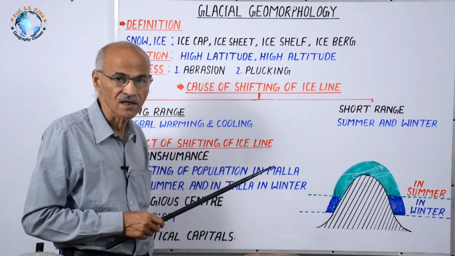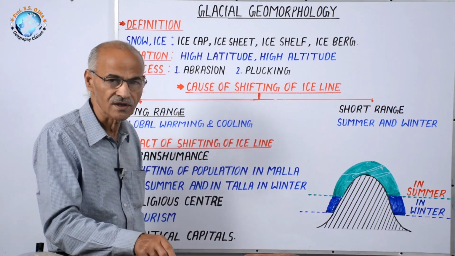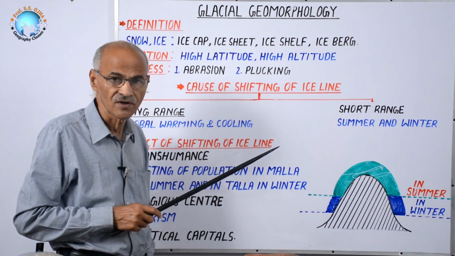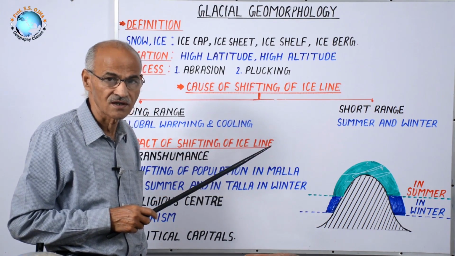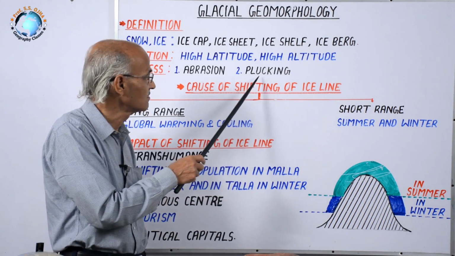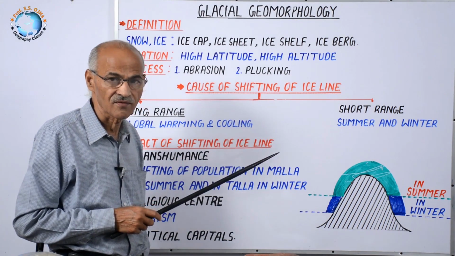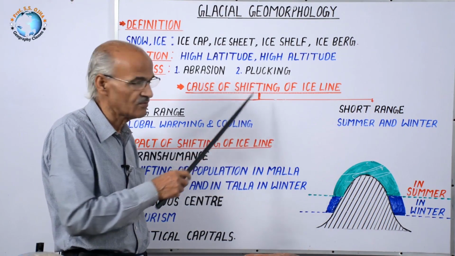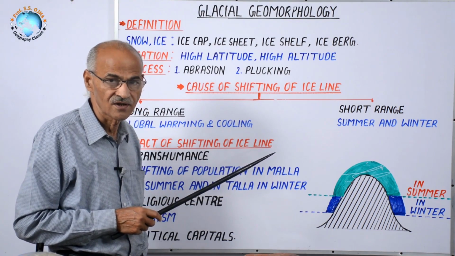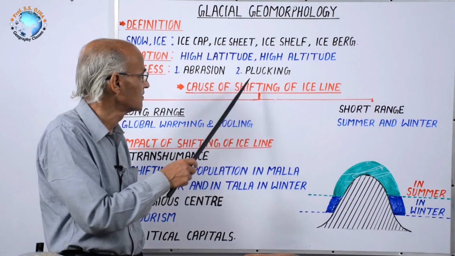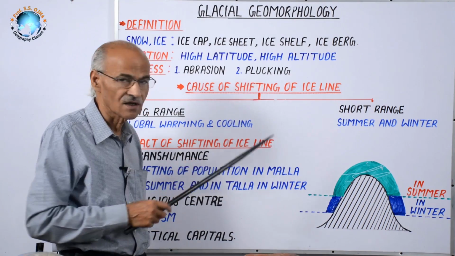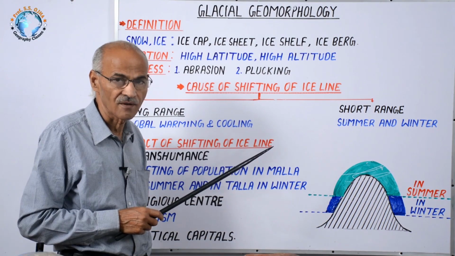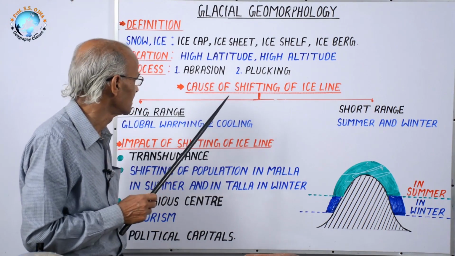Contrary to it, plucking is a process wherein some cracks are developed in the rocks which are filled with water, but in night and winter that water freezes, takes form of ice, volume increases, and exerts mechanical or physical pressure, breaking the rock particle or segment. This is called plucking. So these are the two processes operating in glaciated region.